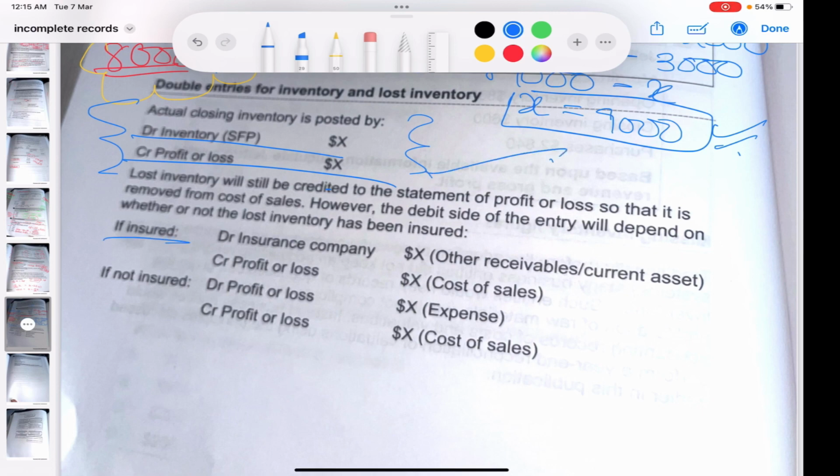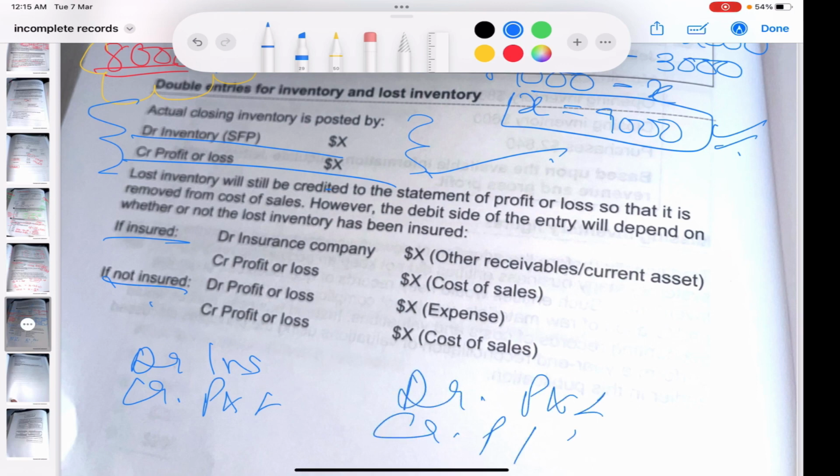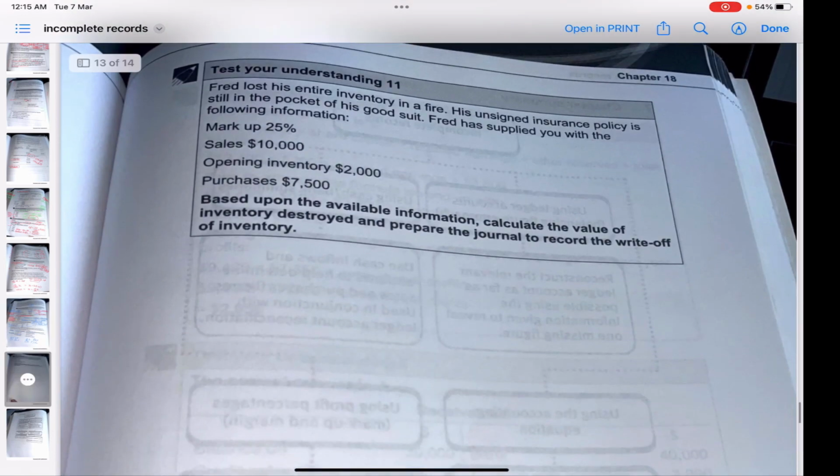And then if it's insured, then what are we going to do? Debit insurance company, credit P&L. And if it's not insured, then debit P&L, credit inventory. If insurance is giving, then receivables will increase. If nothing is happening, then P&L. Okay.